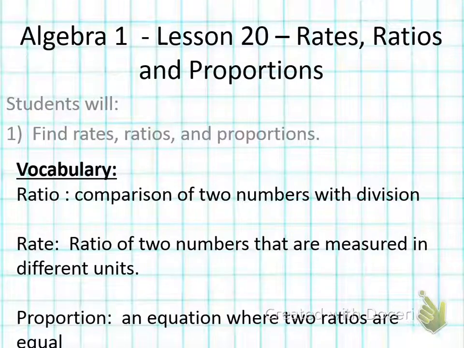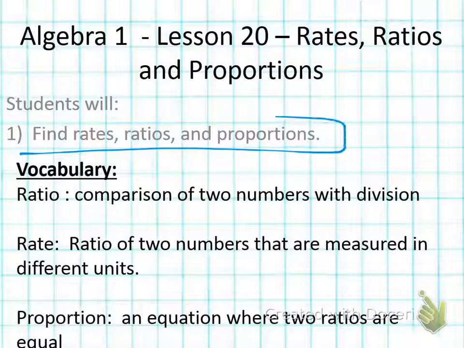All right, this is lesson 20, rates, ratios, and proportions. We're looking at three things that are similar, and there's three things that help us compare numbers and to understand numbers, okay? So, rates, ratios, and proportions, okay? So, our objective today, students will find rates, ratios, and proportions.